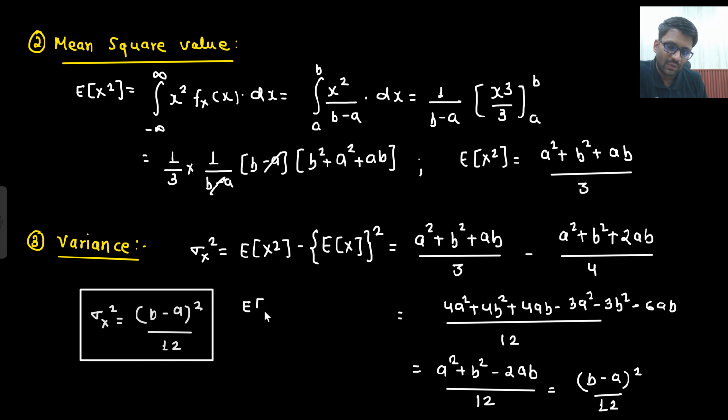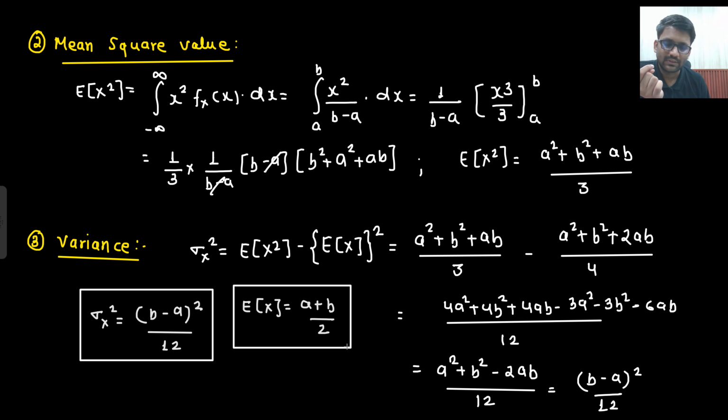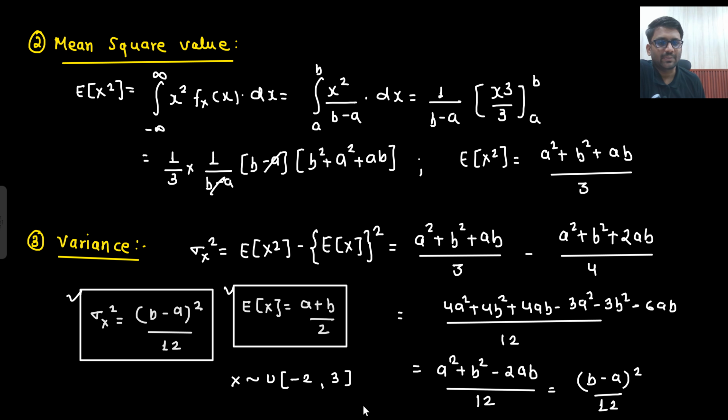And if someone asks you what is the expectation, so expectation is (a plus b) divided by 2. So these two things are there, variance and expectation. Expectation is (a plus b) divided by 2 and variance is (b minus a) whole square divided by 12. So let's say my random variable x is a uniform random variable which is uniformly distributed between -2 to 3. Now if I ask you what will be my expectation, you will add both of them and divide by 2. So expectation of random variable x will be 1 by 2.